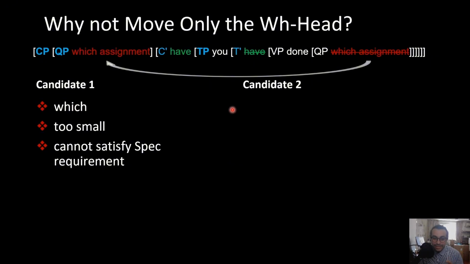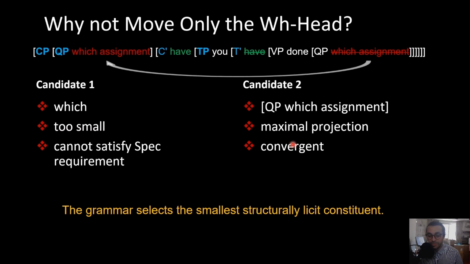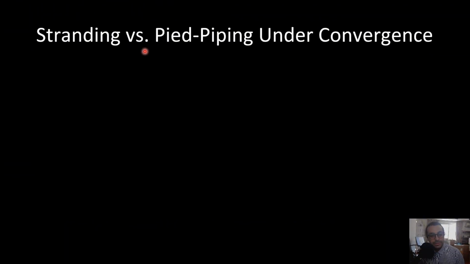Anyways, let's look at candidate number two. Candidate number two, if we attract the maximal projection, "which assignment"? Maximal projection, so it will satisfy the specifier requirement, and it is convergent. If I say "which assignment have you done," it is grammatical. So the grammar selects the smallest structural constituent that works. Here in this case, grammatically correct, acceptable. Stranding versus pied piping under convergence.